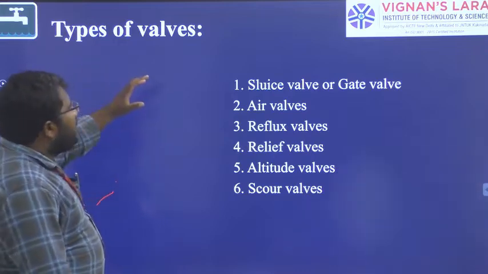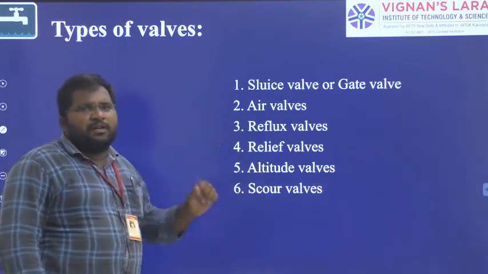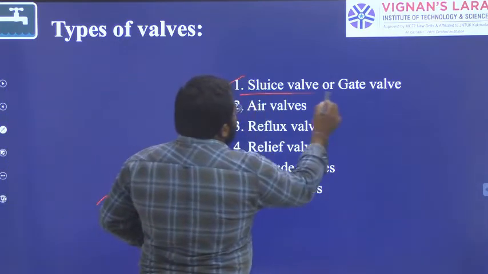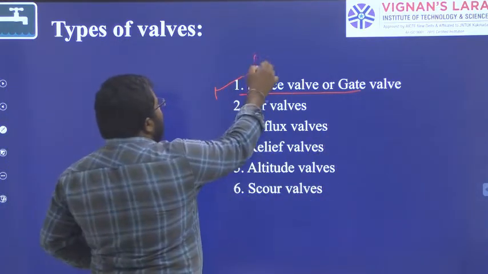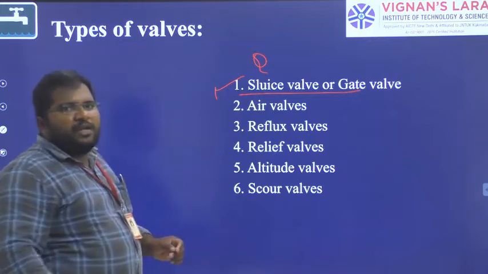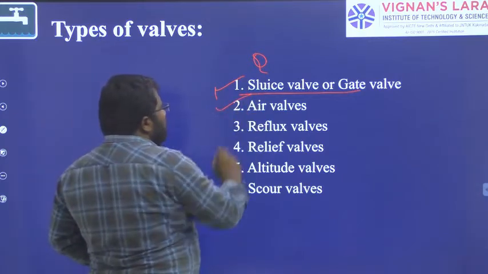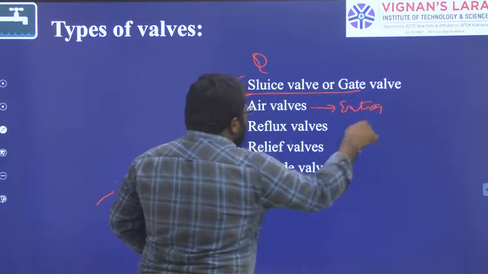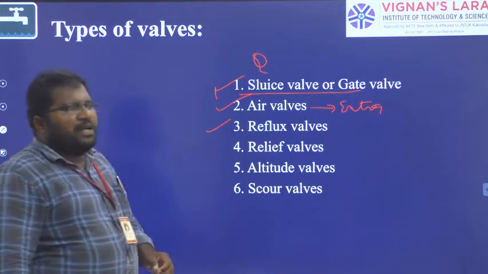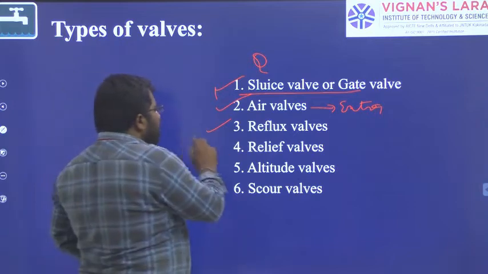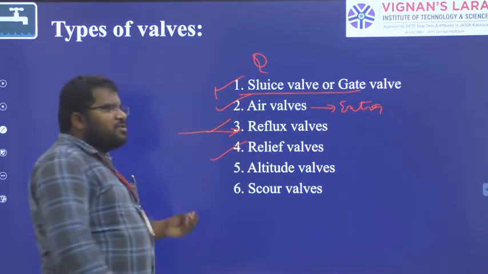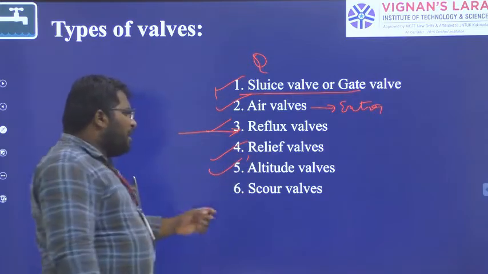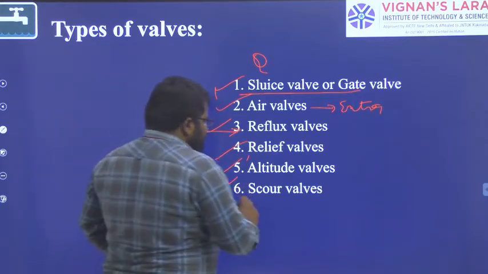Now, what are the different types of valves which are used in the water supply scheme? The first is the sluice valve or gate valve, which is mainly used to control the discharge. Next we have the air valve, to release the extra air from the pipes, and the reflex valve, which allows only one-way flow. The relief valve also gives pressure relief from the pipes, and we have altitude valves, and finally the scour valves.